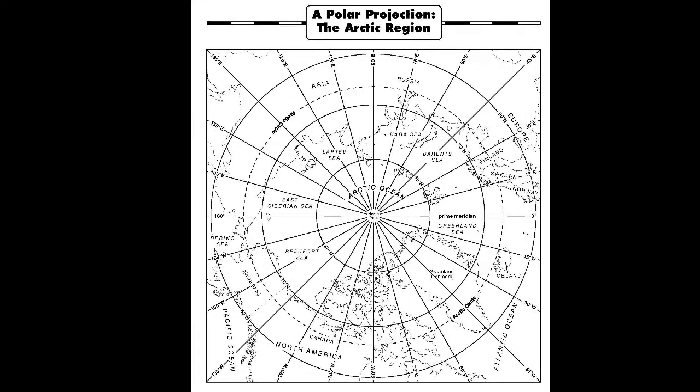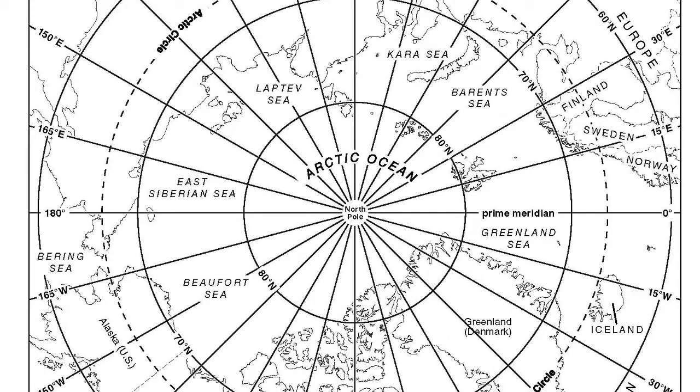The third kind of projection is called an equidistant projection, like our polar projection. This kind of projection shows land and water in relation to a central point. Any point on the Earth can be chosen as the center. Equidistant projections show distance and direction accurately. The size and shape, however, become distorted as you move away from the center.